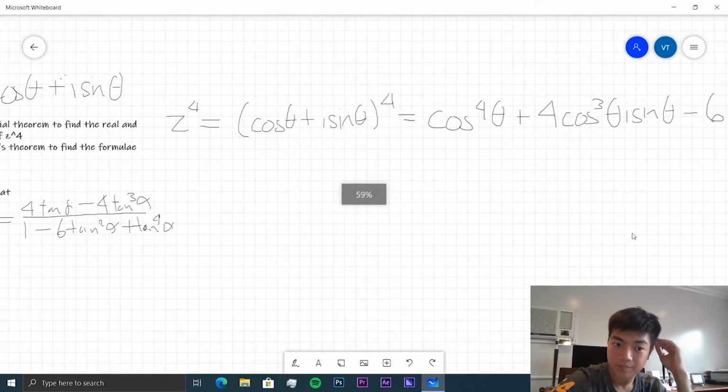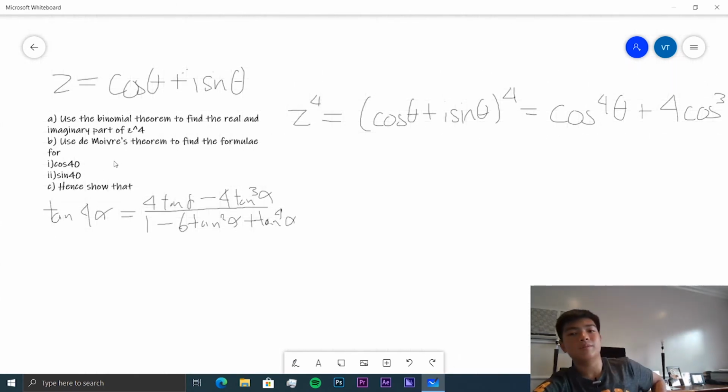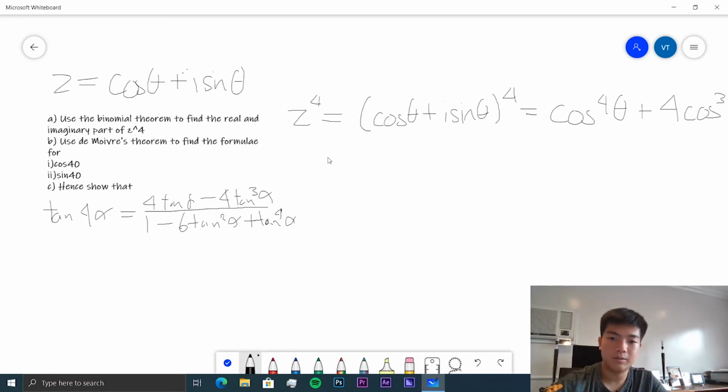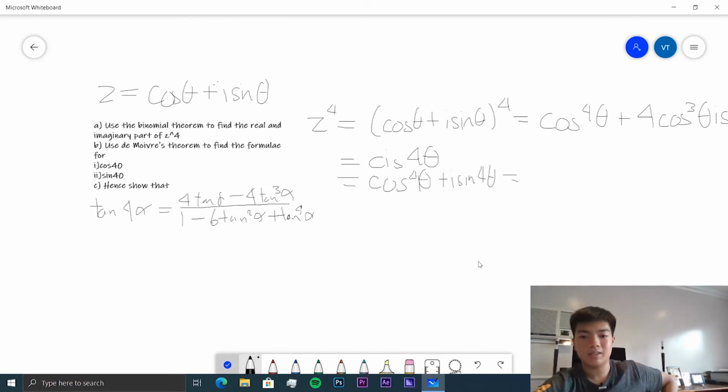Okay, so we need to use de Moivre's theorem to find the formula for cosine 4 theta and sine 4 theta. So we know this was all equal to cis 4 theta. So this is equal to cosine 4 theta plus i sine 4 theta. And so we can find both of these by equating real and imaginary parts.